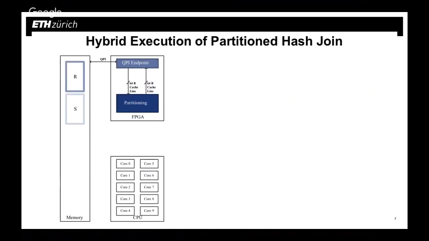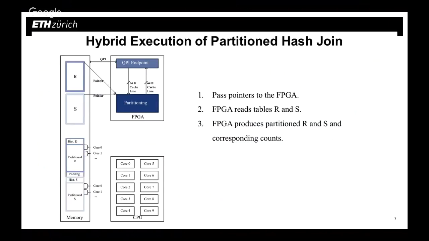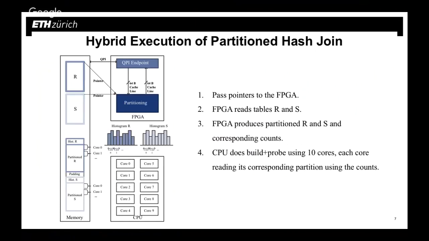So to clarify how the hybrid execution works, let me walk you through a high-level diagram here. We have again the FPGA and the CPU, and we have the main memory where we have the tables R and S. So first we pass the pointers to the FPGA. Then the FPGA reads the tables and produces the partitioned R and S along with the histograms that contain the counts for each partition. And then the multi-core CPU can do build and probe in a shared nothing fashion using the 10 cores, and each core reading its corresponding partitions using the histograms. So this is how the hybrid join should work.